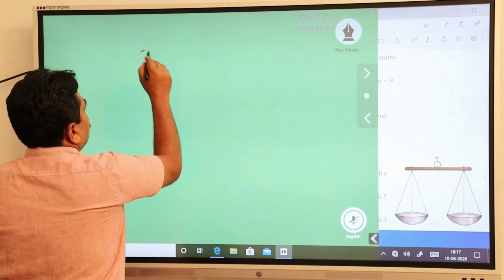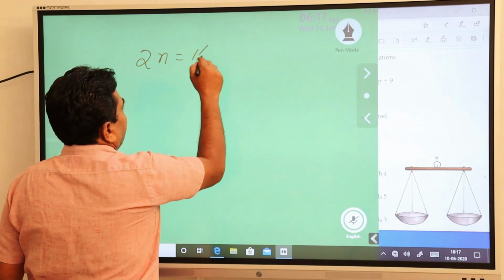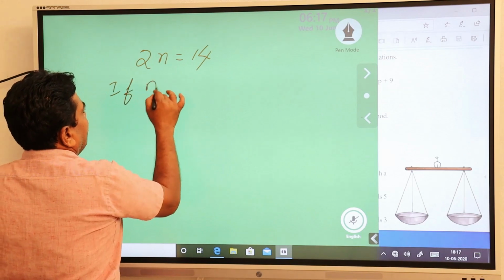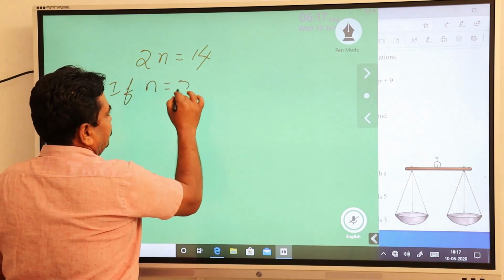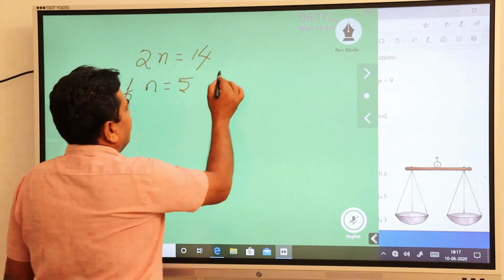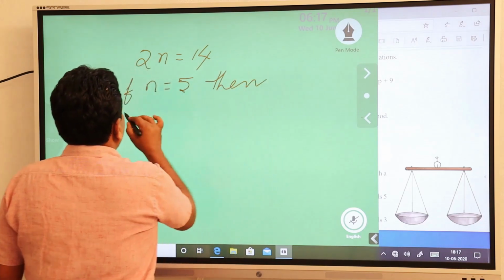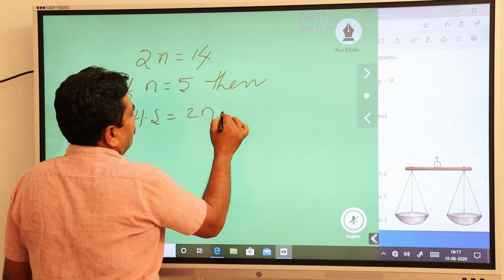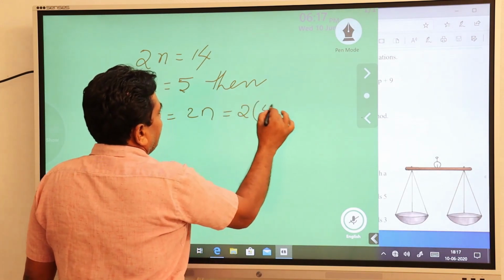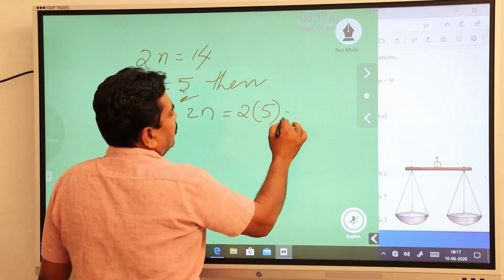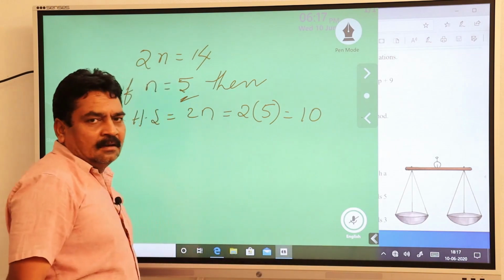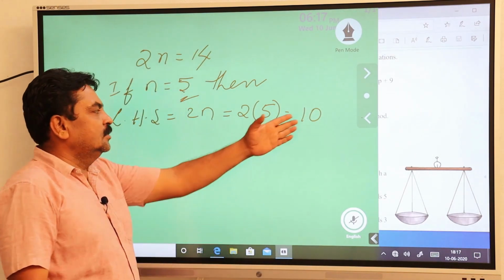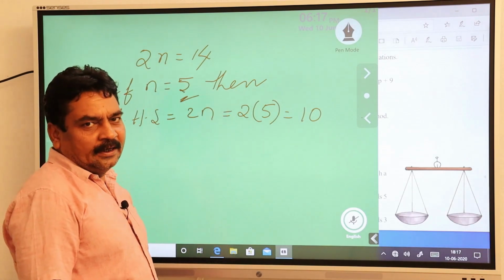I'll rub this. 2n is equal to 14. If n is equal to, say, 5, then LHS, that is 2n, becomes 2 into n value, which is how much? 5. It is 10. But you have RHS 14. So this is not the value you are looking for.